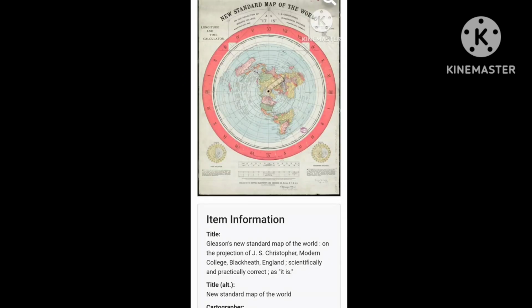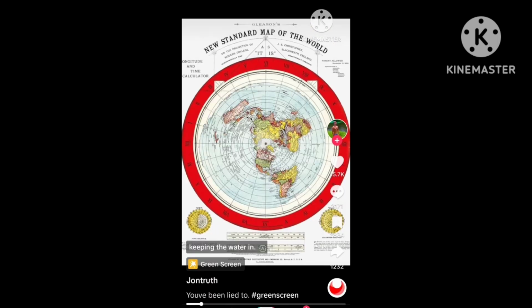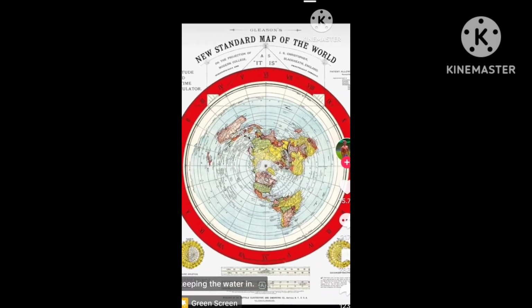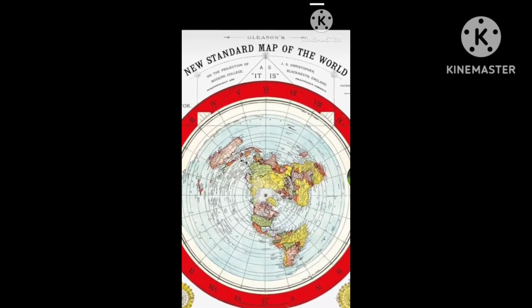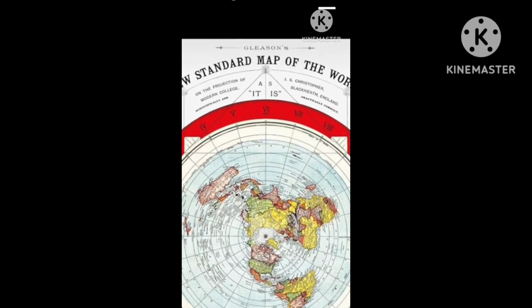Let's look at another example. On this one it says item information, title Gleason's New Standard Map of the World on the projection of J.S. Christopher, Modern College, Blackheath, England, scientifically and practically correct as it is. New standard map of the world. But what is the projection? Yep, there it is. You'll certainly see it. It says right on the top there. On projection.